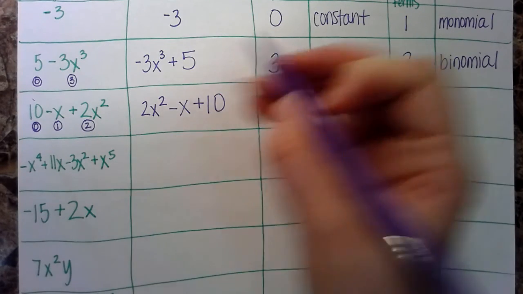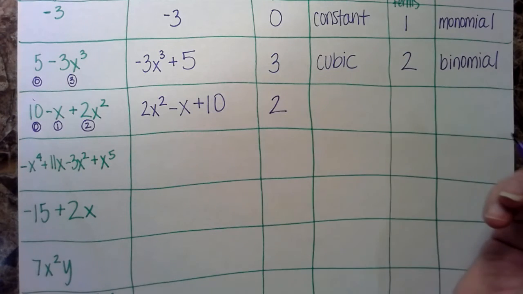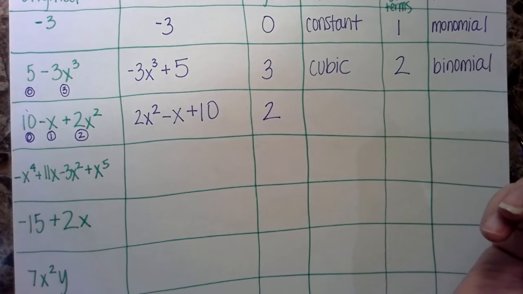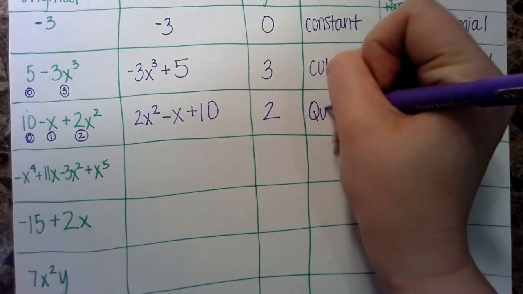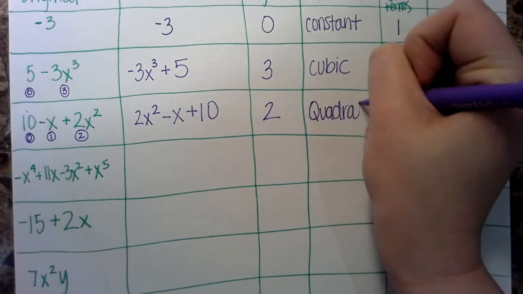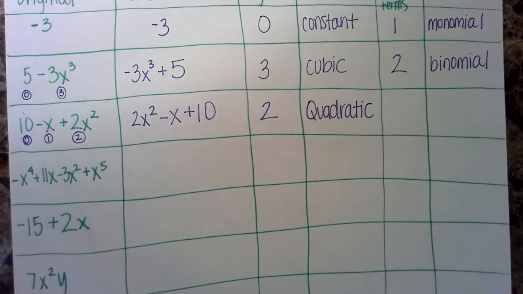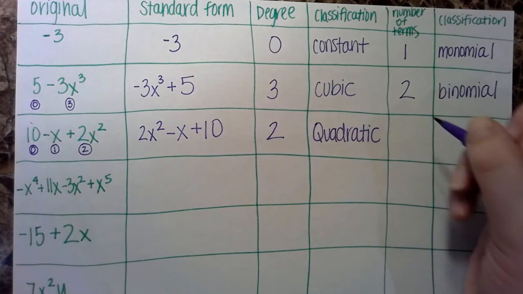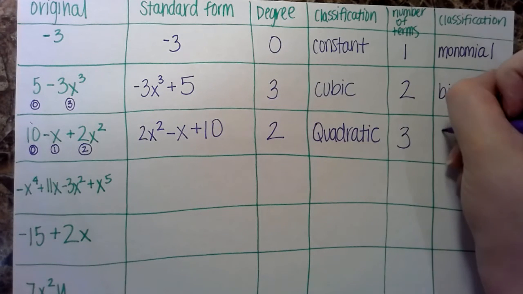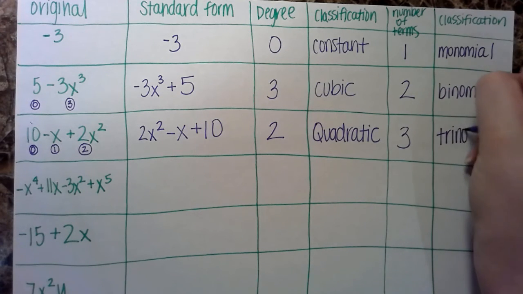Because 2 is the highest degree, that is going to be the degree of our polynomial. That means that it is a quadratic for its classification for the number of degrees. And then it has 3 terms, so that means it's going to be a trinomial.